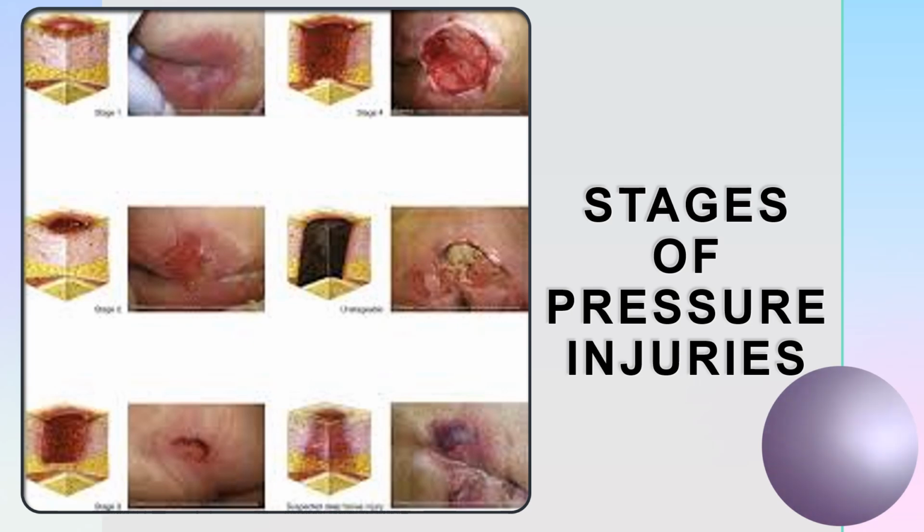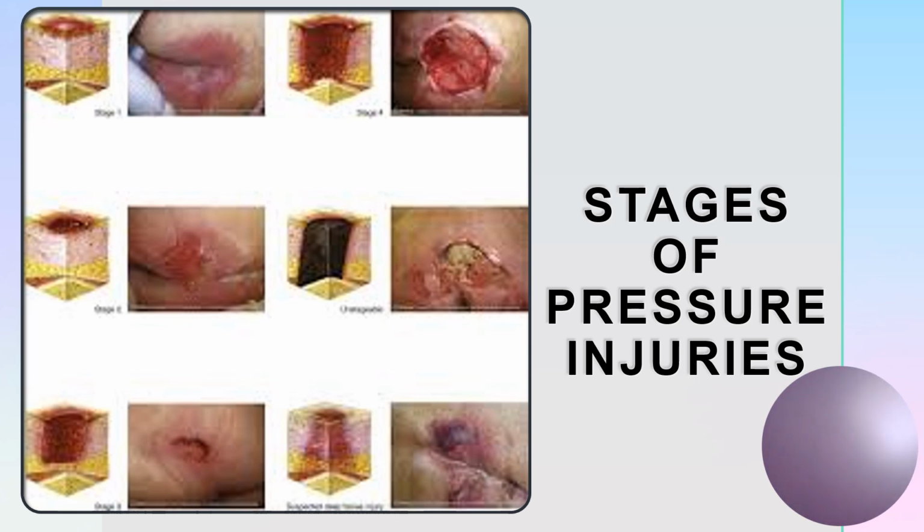Offloading can be accomplished by several means. Repositioning the client. We reposition them in bed at least every 2 hours. And some clients that are at higher risk may require more frequent repositioning. We position them so they're not resting on pressure points of the skin. We teach clients who are wheelchair bound to shift their weight every 15 minutes if able. Clients that cannot reposition themselves in the wheelchair, we need to do it for them at least every hour.